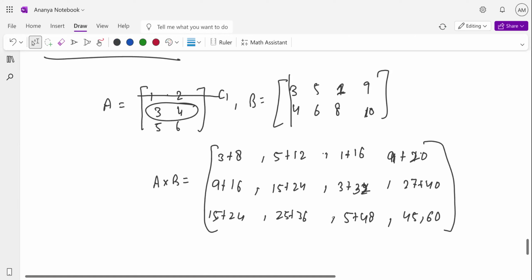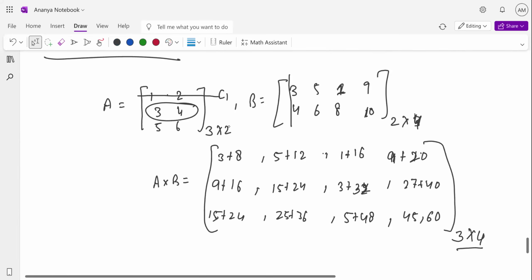Yes, sir, got it. If you see what my final order is, it comes out as 3 rows into 4 columns. Okay, let's see this part also. It has 3 rows into 2 columns. It has 2 rows into 3 columns. 4 columns.